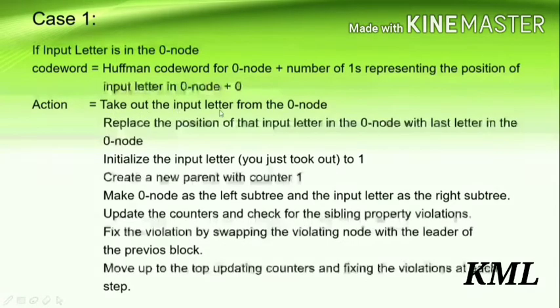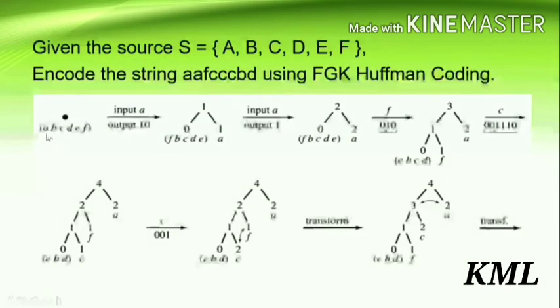You have to take out the input letter from the 0 node, and replace the position of that input letter in the 0 node with the last letter in the 0 node. Okay, so you have to take this A out. See here, we have taken this A out to the right. We initialize its counter to 1. Okay, and replace the position of this A with the last letter in the 0 node. So when we replace this position with the last letter, we get this. So this F comes at the position of A. So A goes outside and this F, the last letter, comes at the position of A.